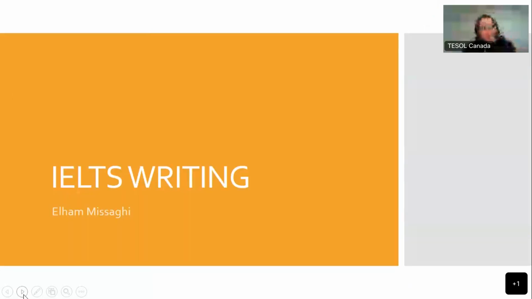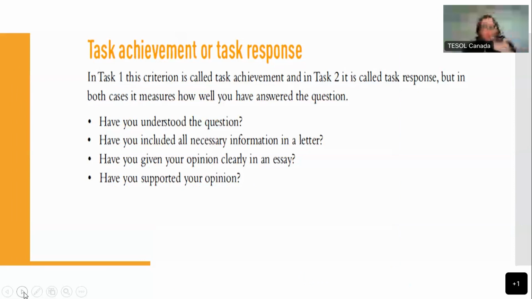What about IELTS writing? There are 4 main criteria on which students, either in task 1 or task 2, get points. One is task achievement or task response. In task 1, this criterion is called task achievement, and in task 2, it's called task response. But both of them actually measure how well you have answered the questions.